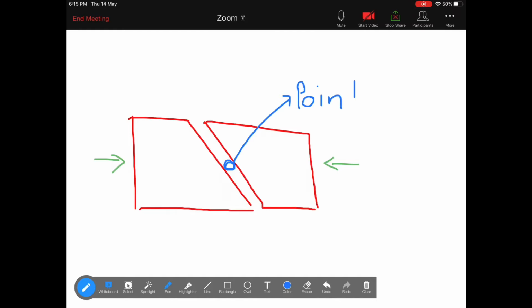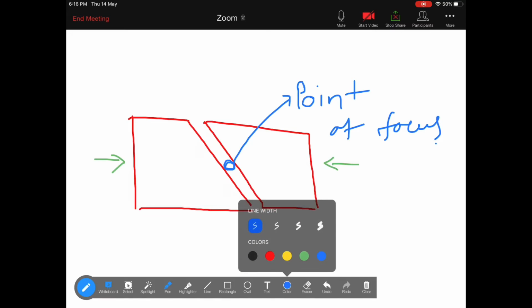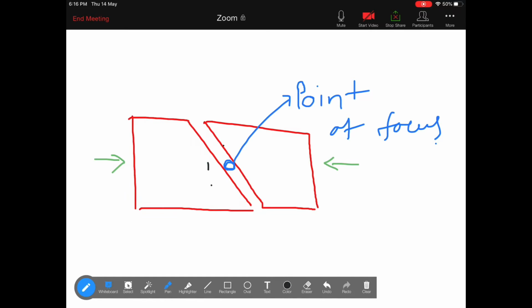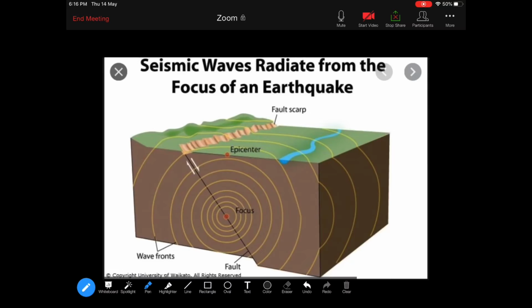Here, this is the point of focus. The point of focus is where the two plates collide at a point. This point is the focus, and this point is also important for understanding the epicenter. You generally see in the newspaper the epicenter of an earthquake, like Bhuj, Gujarat, Delhi and others. The focus and epicenter are related to each other.